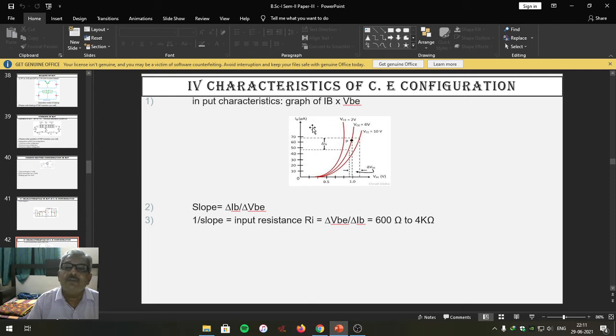The nature is represented here. Now we are going to consider one of the curves. Let us say the graph is plotted for VCE equal to 2 volt. For this 2 volt value, we have a kind of nature. With this nature, we can say at the beginning, when VBE is 0, IB is 0. As VBE increases, IB remains 0.